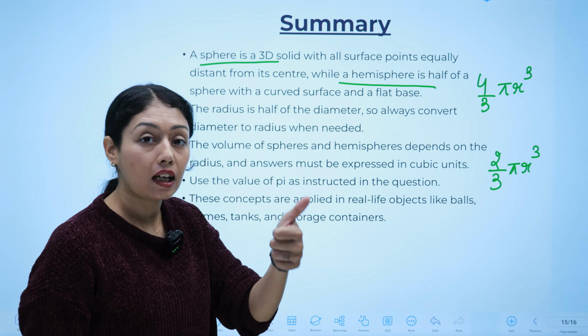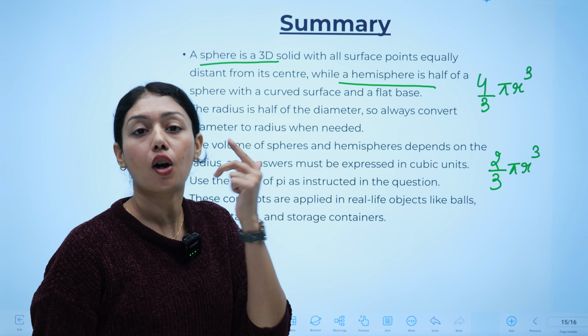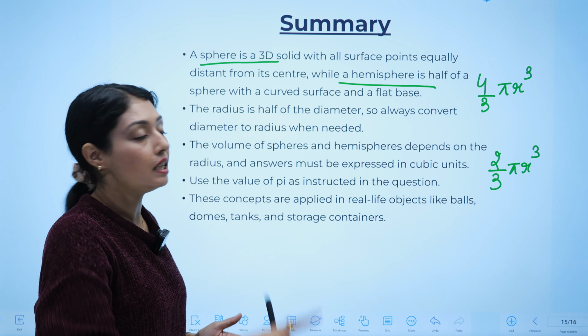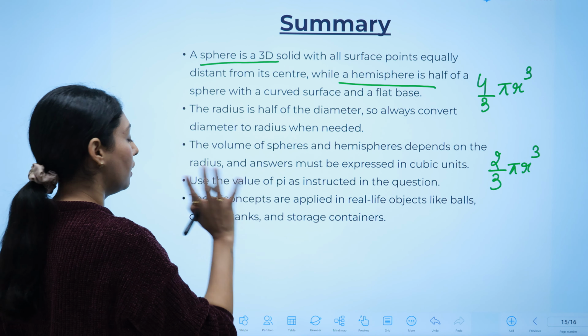Units का हमें ध्यान रखना है, right? Cubic units, centimeter cube or meter cube. Or if it's mentioned, then we'll be doing the conversion in liters as and when asked there, right?